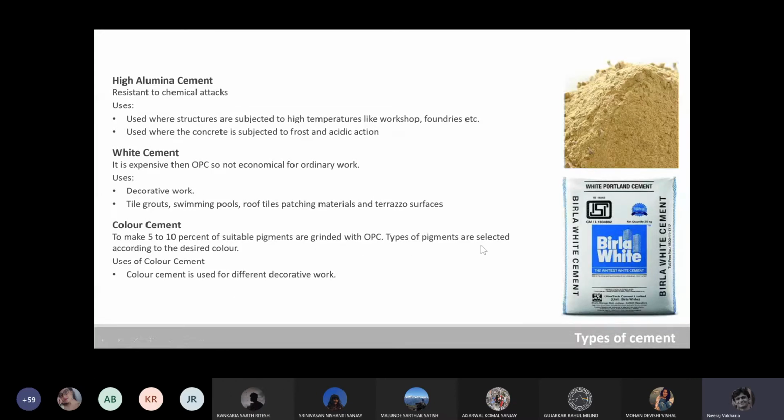Color cement can also be used. Types of pigments are selected according to the desired color. Again, it is used for decorative works, and there are different chemicals which give a particular color to the cement. But usually we use white cement because it is not as expensive as color cement, and the colors we can add are up to us by adding the pigments, and that's why we use that.